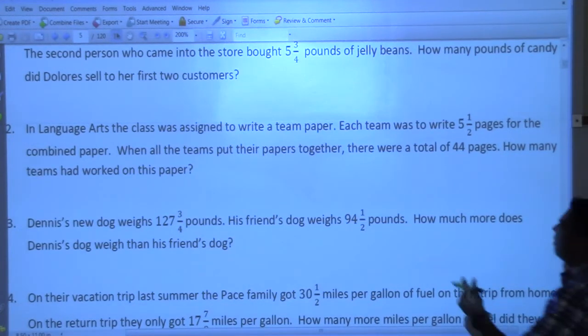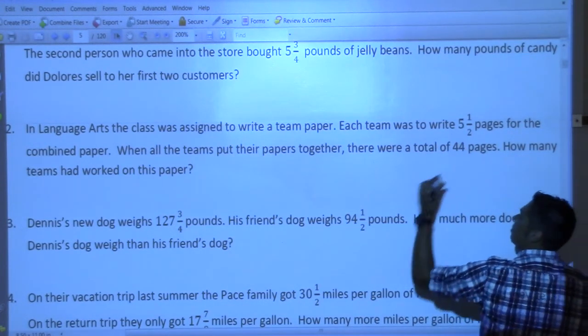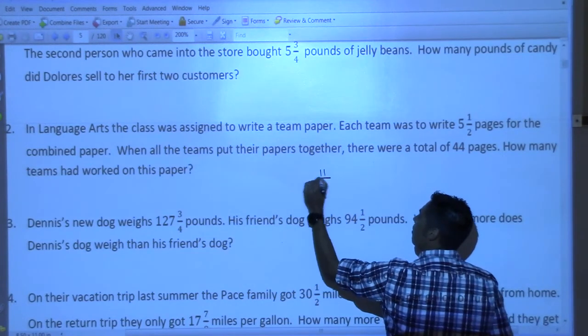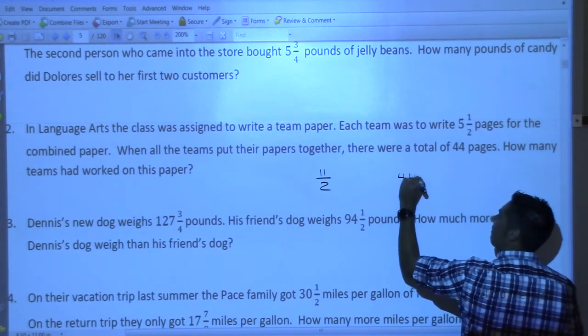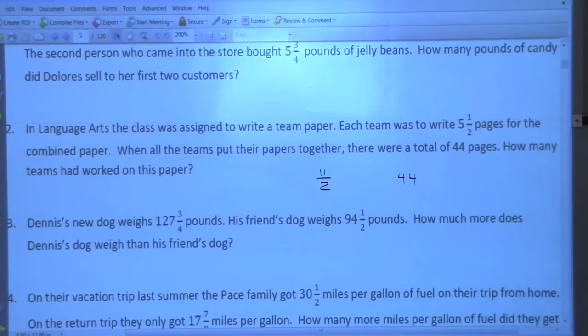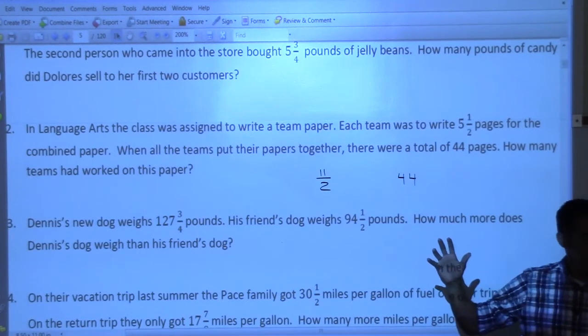Okay, so let me write this down. You're converting this first. So does everyone agree that that's 11 over 2? And then 44, I have these 2 numbers, right? Those 2 numbers are what we are working with. And you're saying this is division. Does everyone agree this is division?